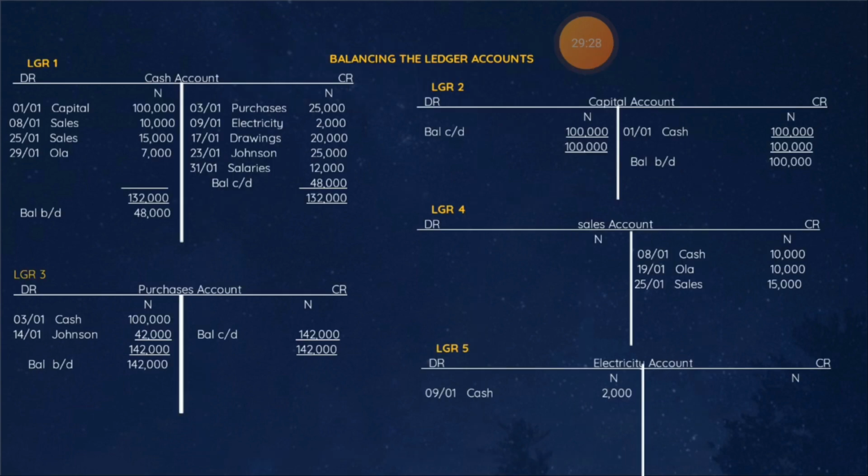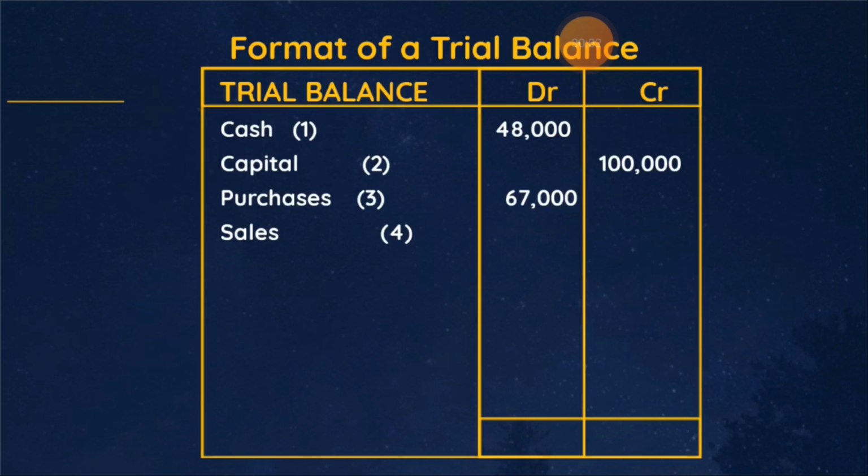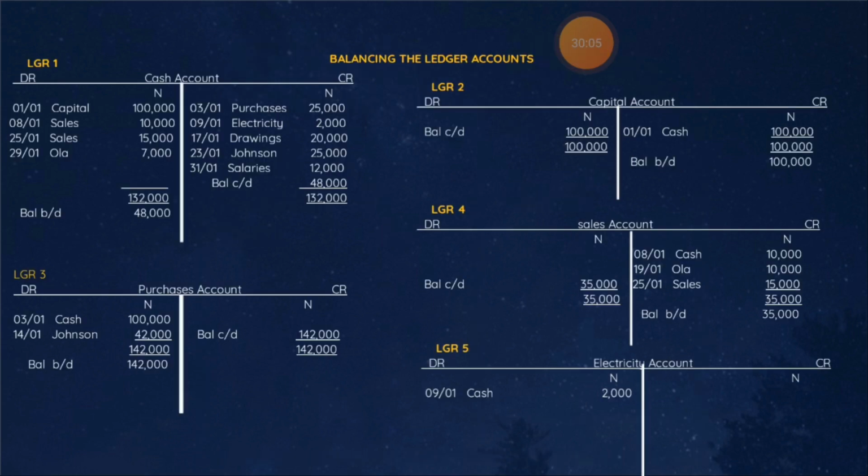Then the next ledger, which is ledger number 4, the sales account. If we add all the entries we are having at the credit side of the sales account, it's going to give us 35,000 naira. So let's close the account. The 35,000 naira will appear at the total of the two sides. At the debit side, we have nothing, which means our balance carried down is going to be 35,000 naira, while the balance brought down will be a credit balance of 35,000 naira. It is this balance that will be transferred to our trial balance as a credit balance, that is sales, which is ledger number 4, 35,000 naira. Then the next entry, which is ledger number 5, which is electricity.